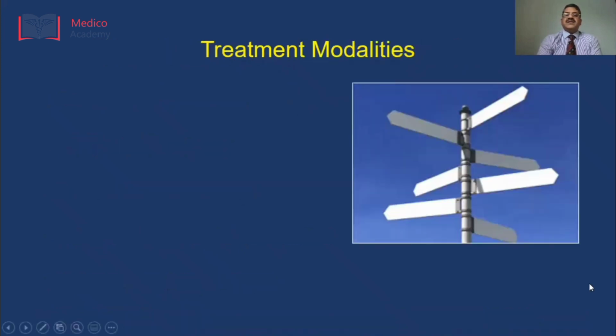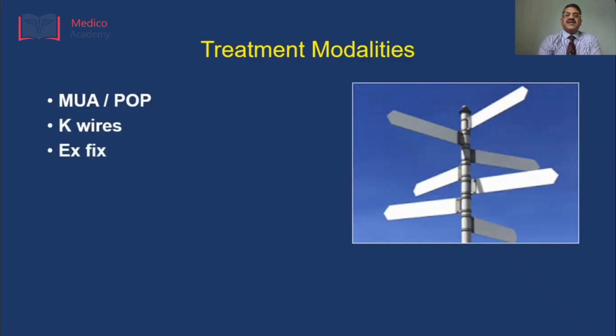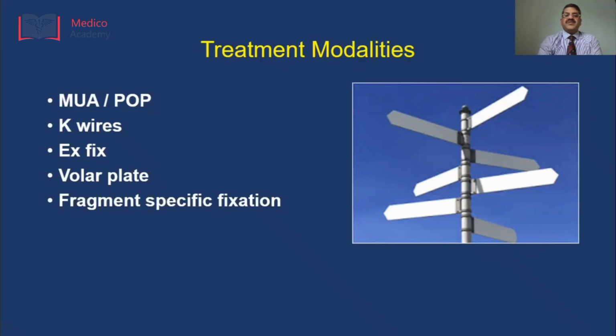Treatment modalities are plenty and sometimes very confusing. The commonly accepted treatment modalities are manipulation under anesthesia and plaster of Paris cast, K-wire fixation, external fixation, or a combination of K-wires and external fixation, volar plate fixation, fragment-specific fixation, or in certain cases, arthroscopy-assisted fixation.